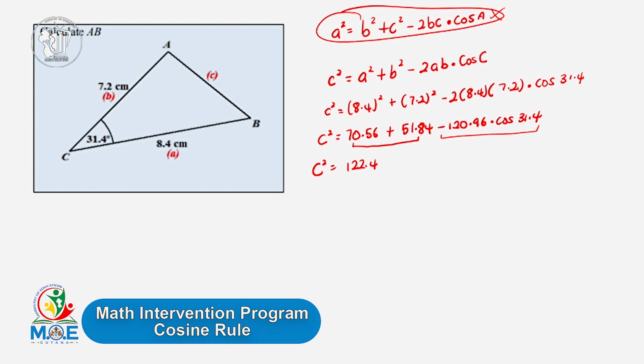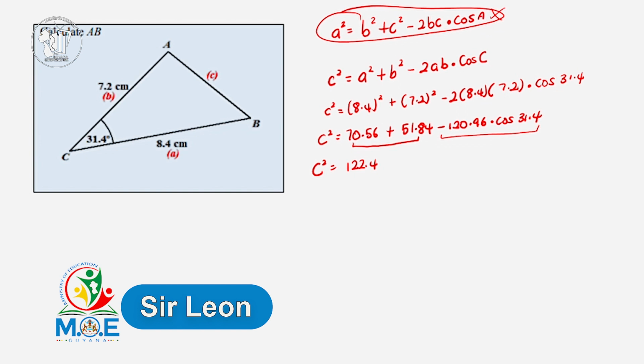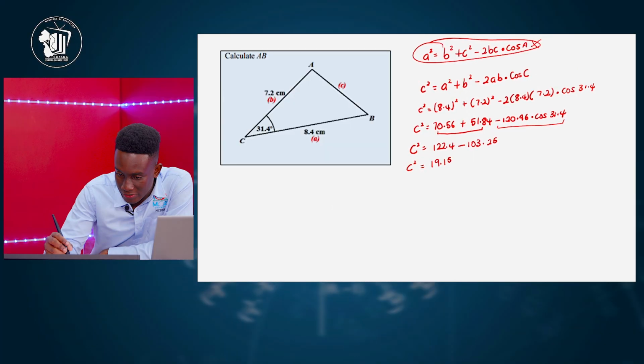So we can say, you can treat it as a negative 120.96 multiplied by cos 31.4, and that would give us a negative minus 103 point, we can round our number off correctly to 2 decimal places, 0.25. So c squared will be equal to, so 122.4 subtract 103.25 would give us 19.15. So hence c squared would be equal to that.